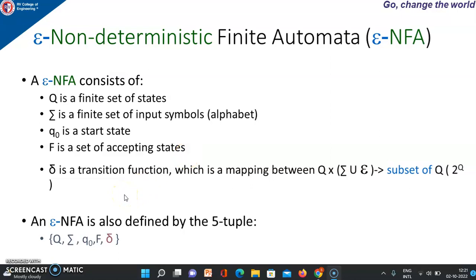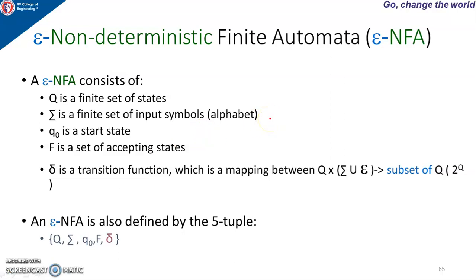In this video lecture, I will explain null NFA and also how to find the null closure of a given state. So what is null NFA? We also call it null non-deterministic finite automata. Like DFA and NFA, null NFA is also defined by 5 tuples: Q, sigma, Q naught, F and delta.